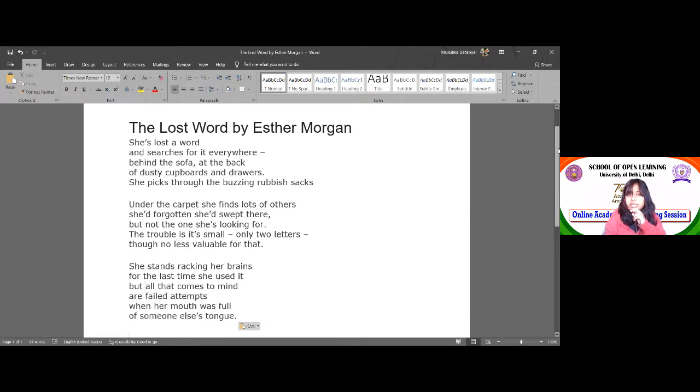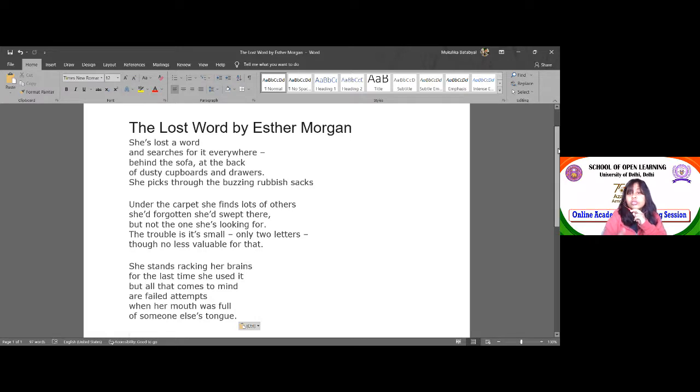And now this person, the she in the poem, she's looking for it everywhere. She's looking for it behind the sofa, at the back of the cupboard, and her drawers. Like how you would look for a pair of earrings. She even looks in the rubbish sack.